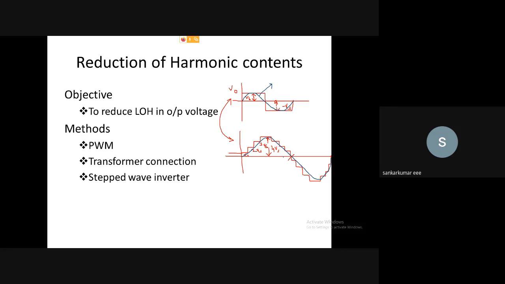Likewise, the harmonic content will also be predefined. The harmonic content should be less than 5%. If it is exceeded, they will be penalized. So harmonics are an important factor when you are going for higher order applications. The basic methods are PWM, transformer connection, and stepped wave inverters.